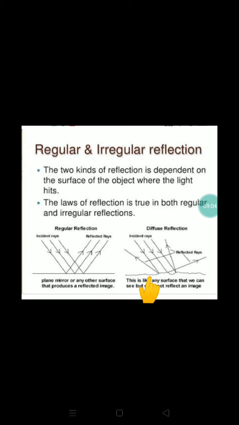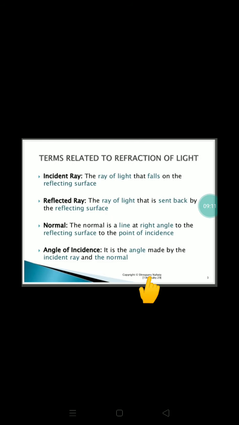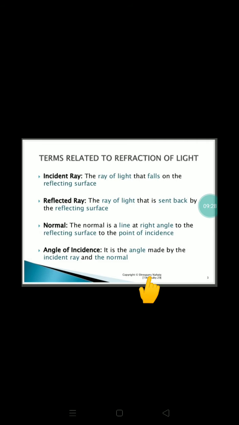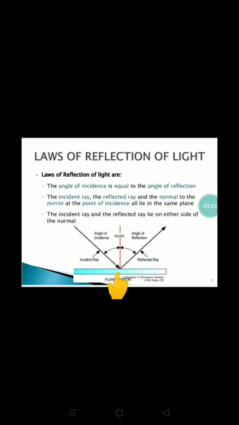Now we come across two terms: incident rays and reflected rays. What are they? So now we are moving to the terms related to reflection of light. First one, incident light. Students, do you know what incident light is? Incident light is a ray of light that falls on the reflecting surface. This ray of light is the incident ray.